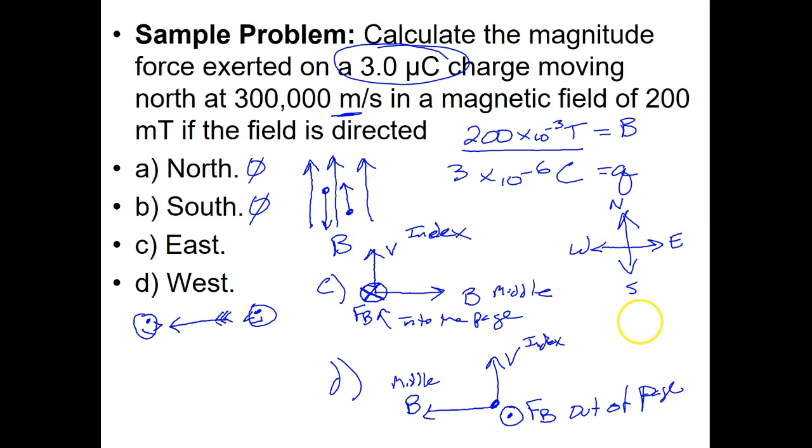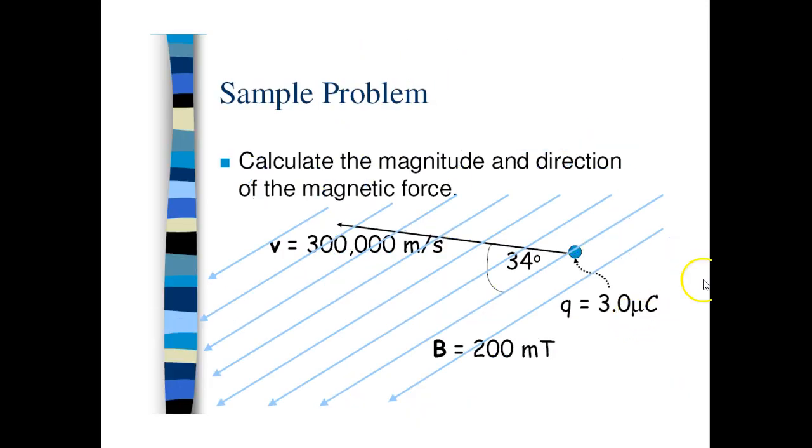All right, so for the next one, this is another sample problem, and this one we have to go through and calculate the magnitude and direction of the magnetic force. So notice that this one actually has an angle to it. So we have 34 degrees with respect to the magnetic field. That's the angle between the speed of the particle and the direction of the magnetic field itself. So we'll use our same equation that we did before. We know that the force on this charge is equal to the charge times its velocity times the magnetic field times the sine of the angle. Since we have an angle here, we've got to use that.